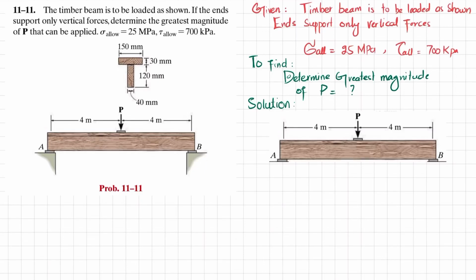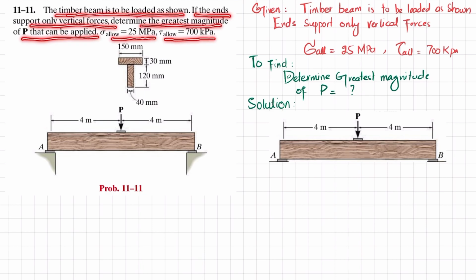Welcome back. Problem 11-11. So the statement is: the timber beam is to be loaded as shown. If it supports only vertical forces, determine the greatest magnitude P that can be applied. Allowable bending stress is 25 megapascal and allowable shearing stress is 70 megapascal.